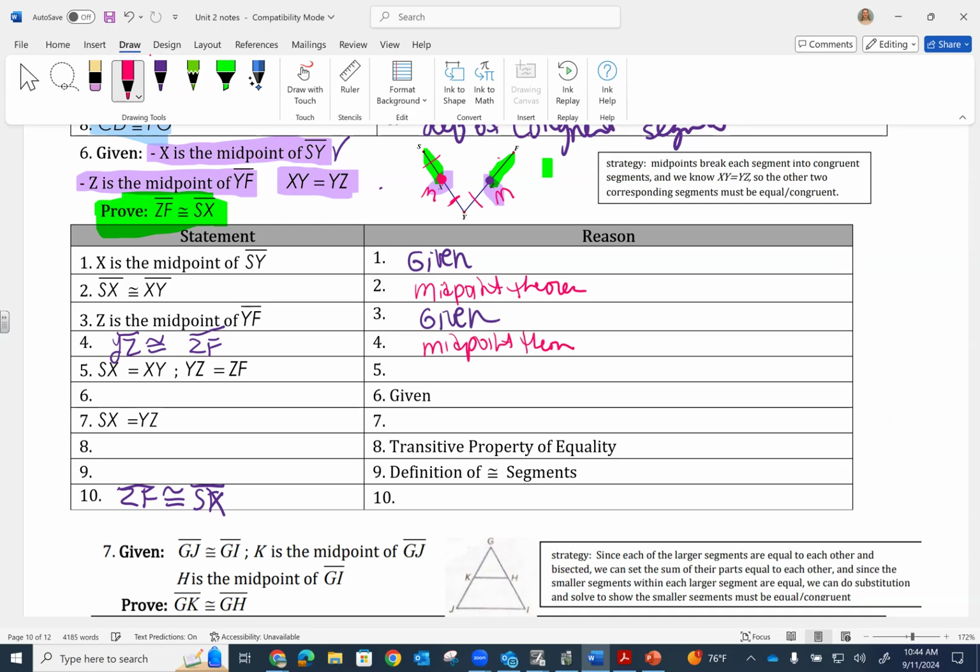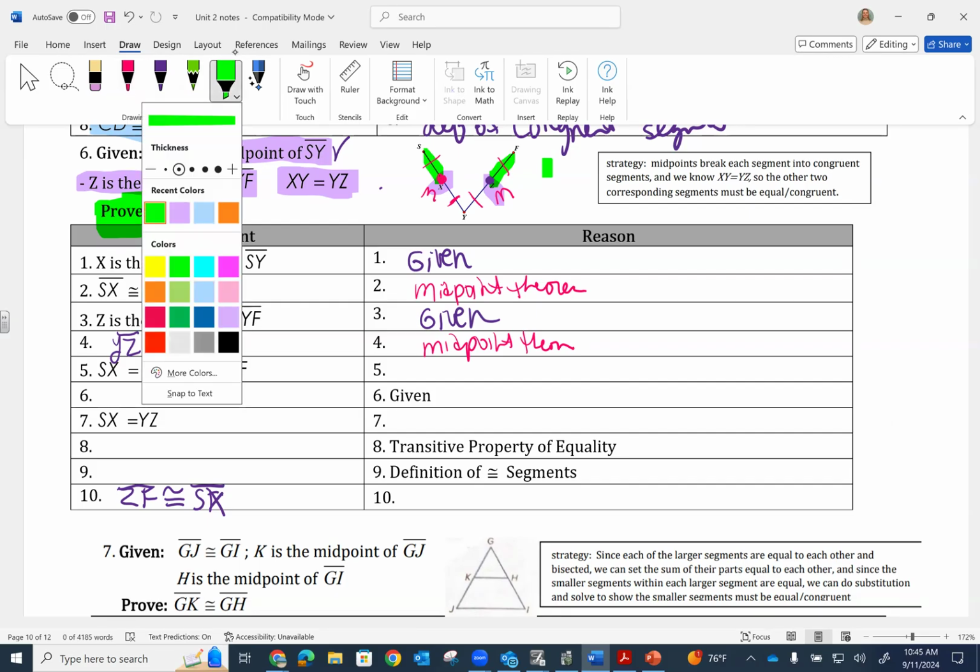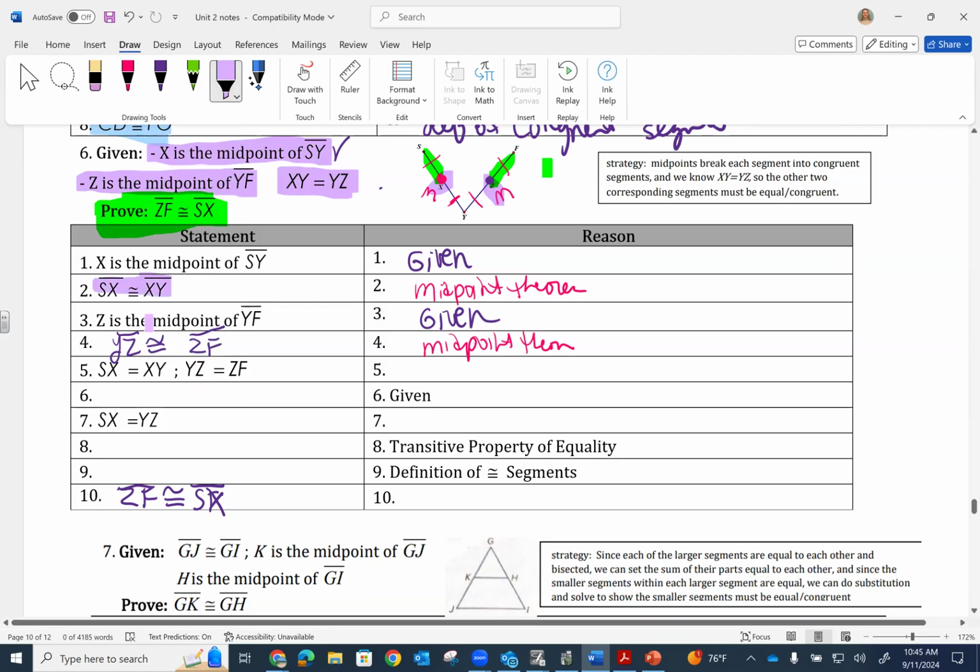So we know that these two segments are congruent to each other. Okay, the next thing is this. We've got to bring together steps 2 and 4, because we're going to end up adding some segments together, or we're going to start talking about their lengths. So therefore, if these two are congruent, we know they're equal in length.